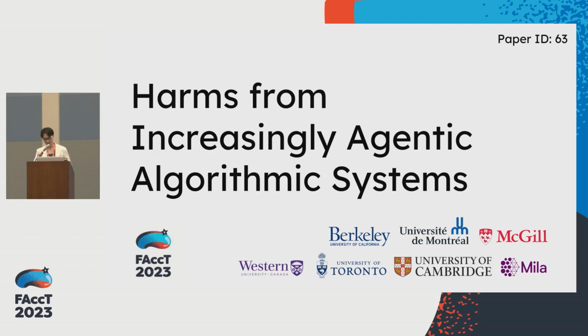Cool. So just to give you a bit of an overview of what our paper is about, we identify one property that we call agency that we've been increasingly observing in the development of algorithmic systems. We argue that there are huge incentives for the development of algorithmic systems with more agency. We talk a lot about the harms in our paper, and we identify some mitigation strategies. So let's get into this paper.